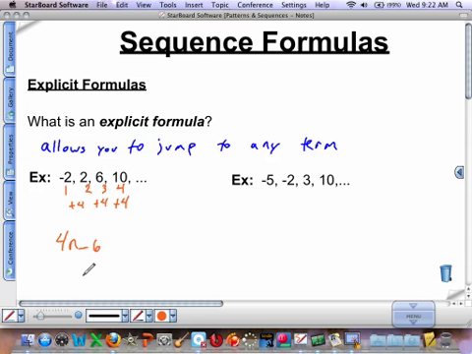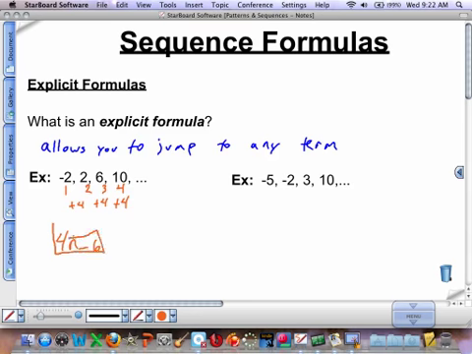Okay, now go back and verify that this works for all the terms. What's 4 times 2? 8. Minus 6. What's 8 minus 6? 2. Is that a match? Yeah. Okay, let's check it for 3. 4 times 3? 12 minus 6. Does that match? Yeah. There you go. That's your explicit formula.